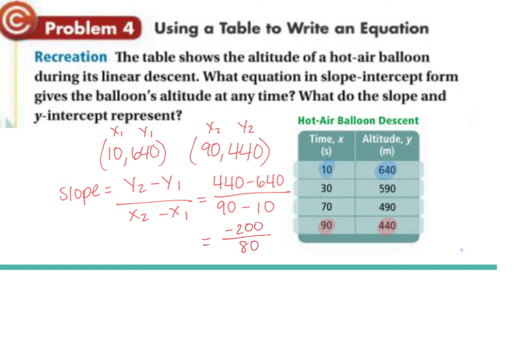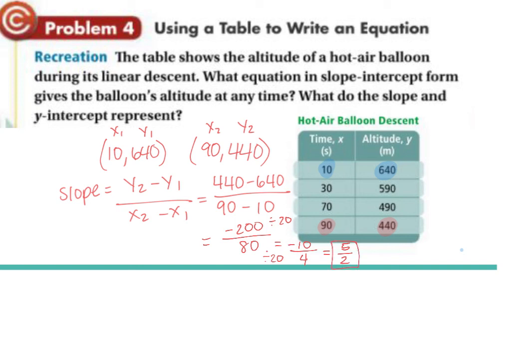Do you guys notice a common factor between 200 and 80? 20. 200 divided by 20 and 80 divided by 20. 200 divided by 20 is just 10. 80 divided by 20 is 4, right? Is there still something in common? 2. So we can divide by 2. We get 5 over 2.